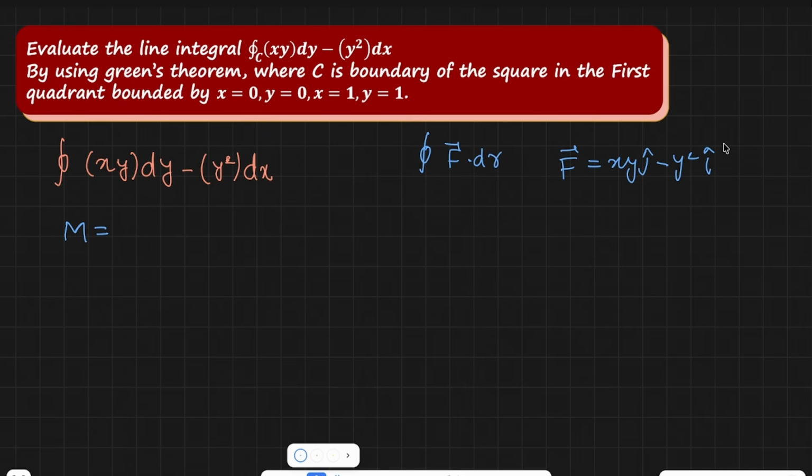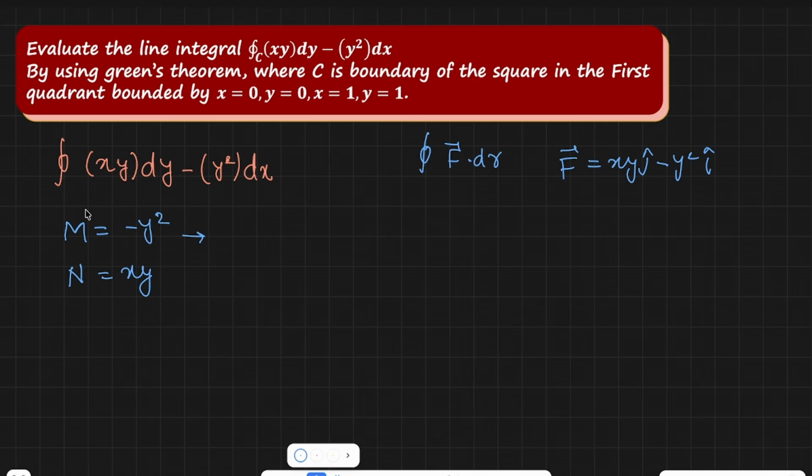Now which one will be your M? M will be the coefficient of i cap, or the coefficient of dx. Don't get confused with this, it is very, very important. This is your N because it is dy, and this is your M because it is dx. So you write down here: M is minus y square and N is xy.